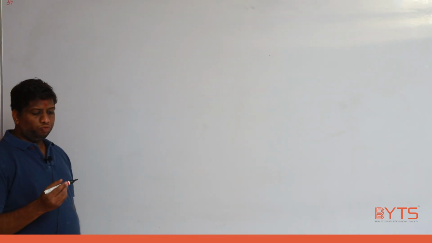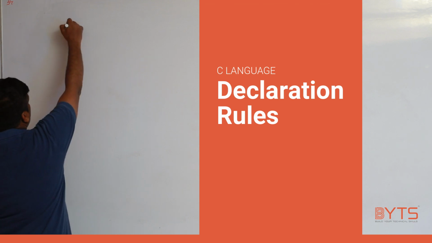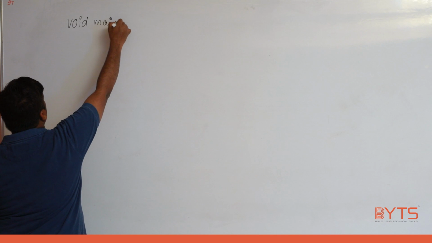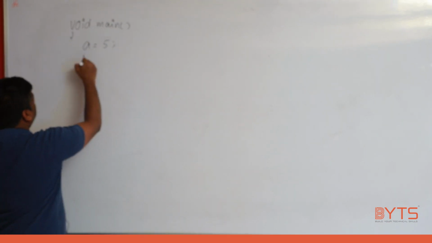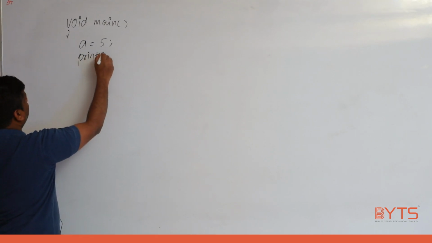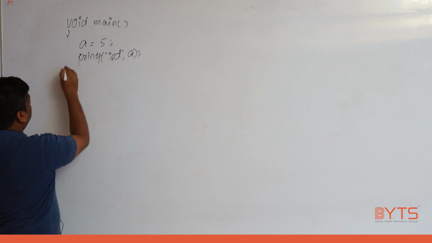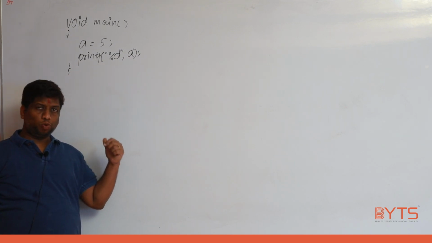Well, now we will see a small program. You better find the output. See here, void main. I'll write a is equal to 5, printf percentile d comma a. Well, can you please guess the output of this program?